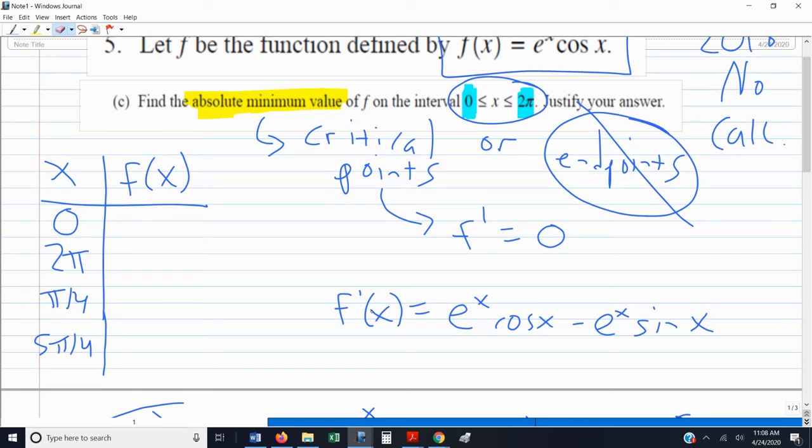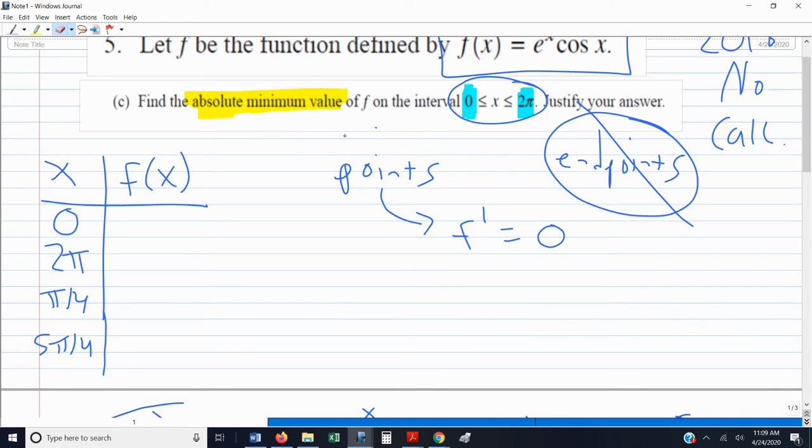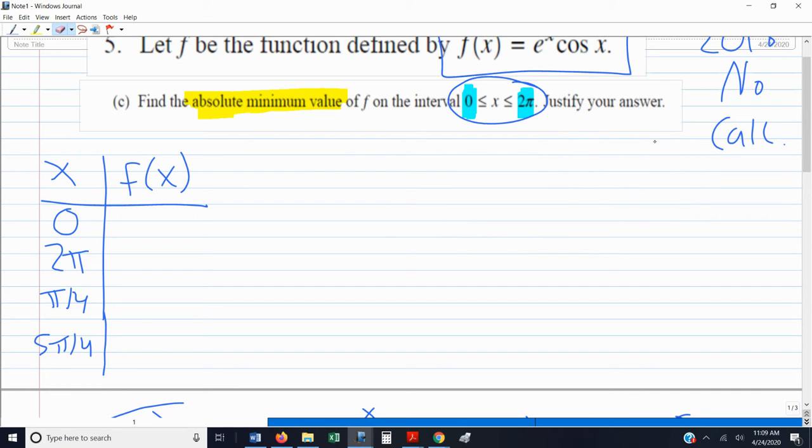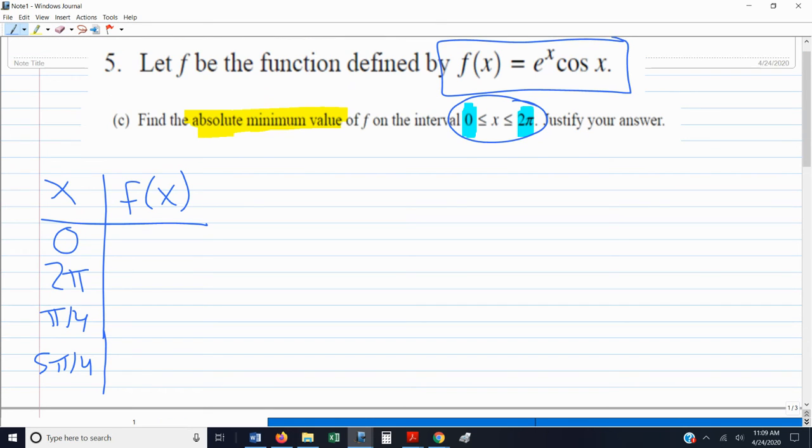And then the very last thing, and I'm going to erase this just so I have some space, is we have to figure out what is the output. What are the outputs at those points? Because we're looking for the actual minimum. What is find the absolute minimum value of f. So we're going to look at what are the y values to finish the chart.